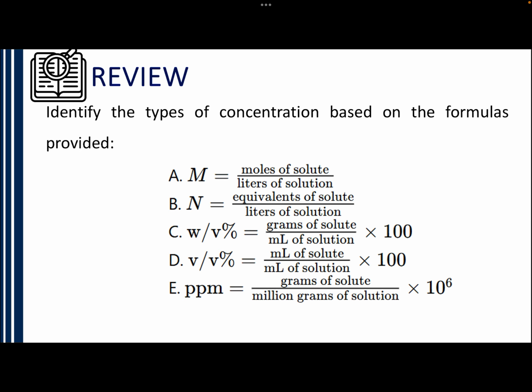So in this slide, we will identify the types of concentration based on the formula provided. So for letter A, this is big letter M equals moles of solute per liter. This is molarity. And then second, equivalents of solute per liter of solution, denoted with big letter N. So it is normality. And then for C and D, this is parts per solution. For letter C, we have weight per volume. And then letter D, volume per volume. And then for letter E, we have the ppm, or parts per million.